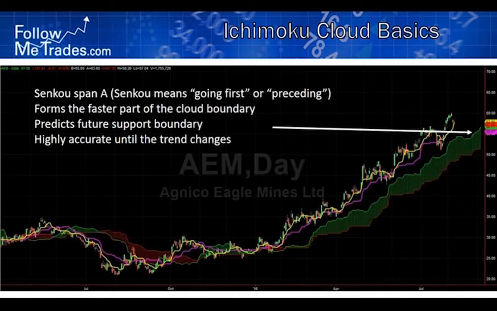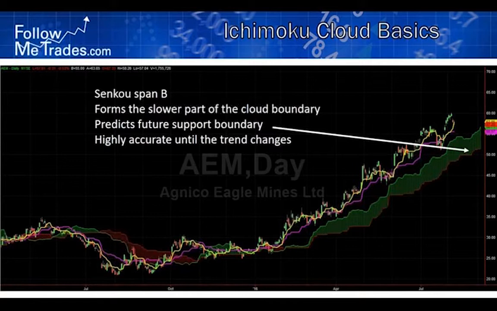Now the Span A, the green line here, forms the faster part of the cloud boundary, and it predicts future support in an uptrend or resistance in a downtrend, overhead resistance. Okay, and it's highly accurate until the trend changes. The Senkou Span B forms the slower part of the cloud boundary. It's that red line. Okay, and again, it's predicting support and resistance areas for the trend.